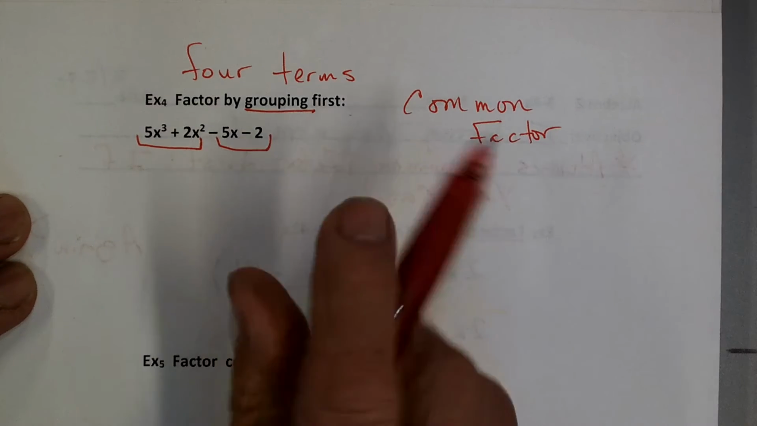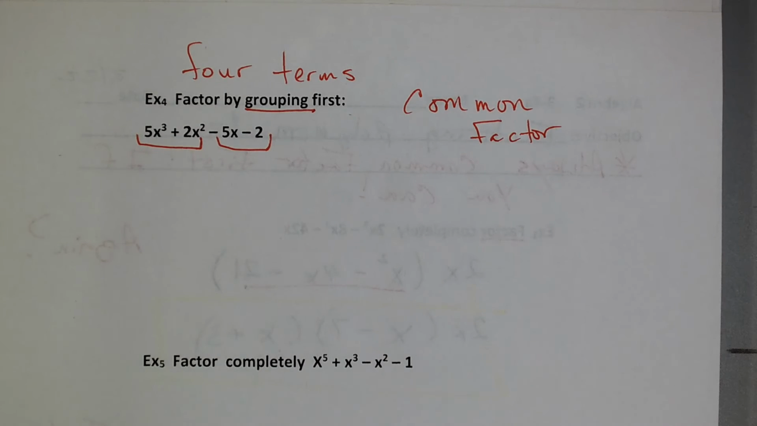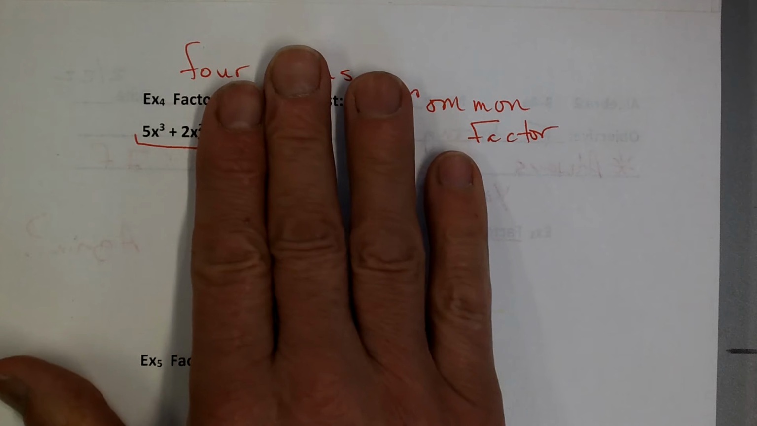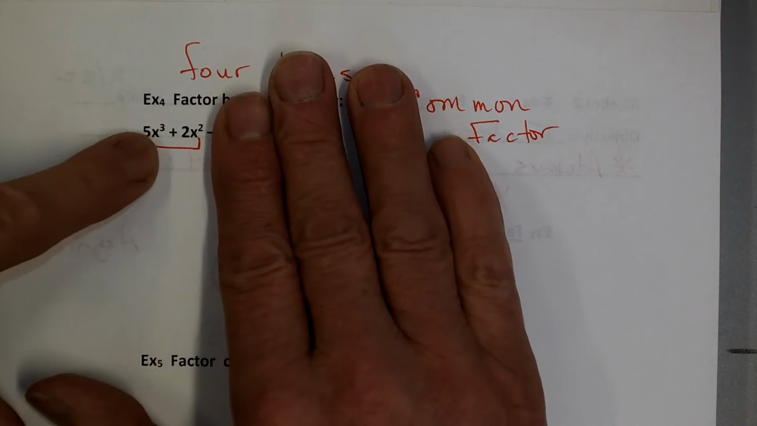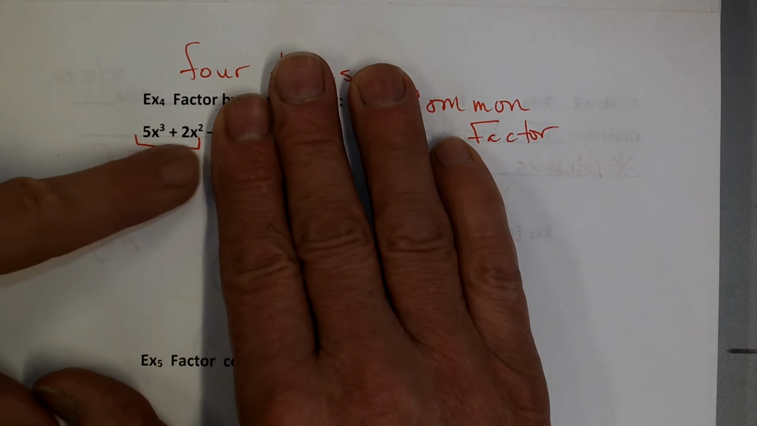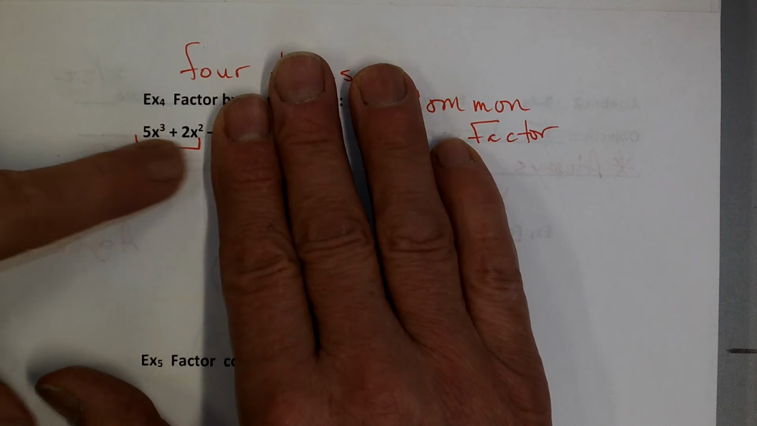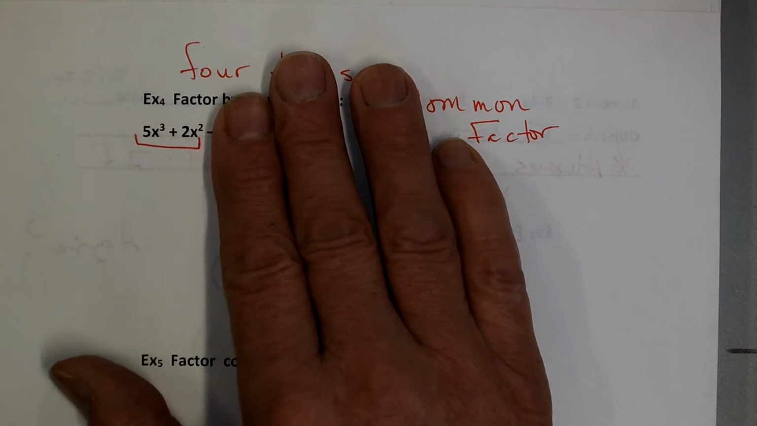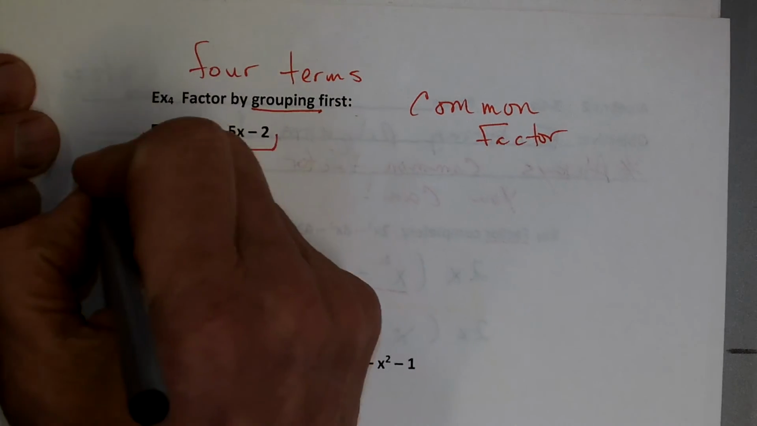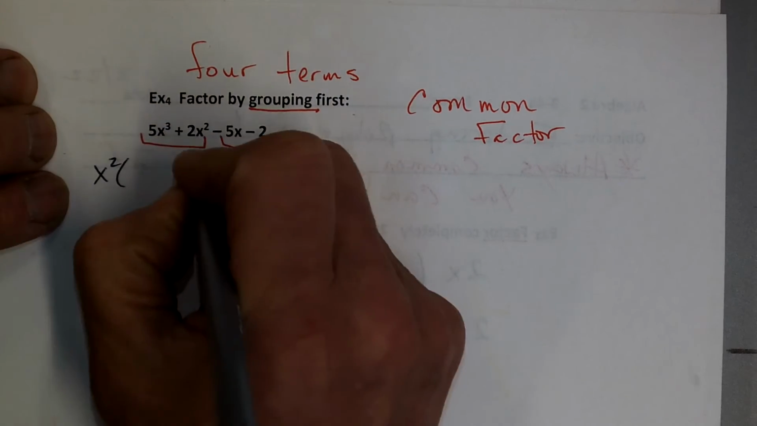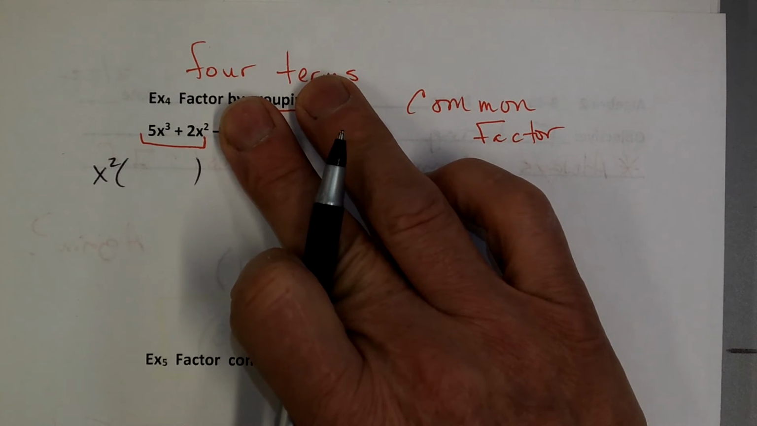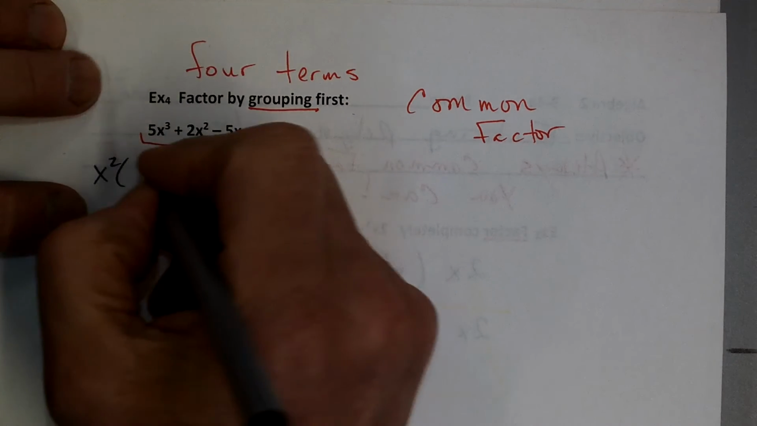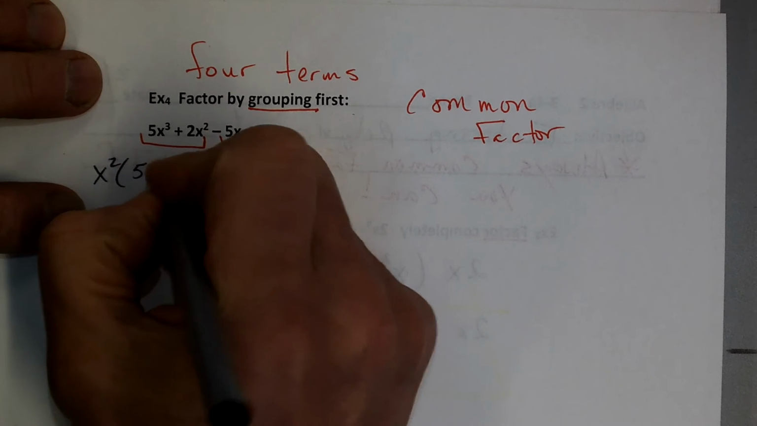Let's see. I'm going to ignore this for a second and just look at these two. What do these two have in common? They've got an x squared. They both have at least an x squared in common. So I'm going to take out my x squared out of just these two. I'm ignoring that one completely. If I take out the x squared, I'd have a 5x plus 2.